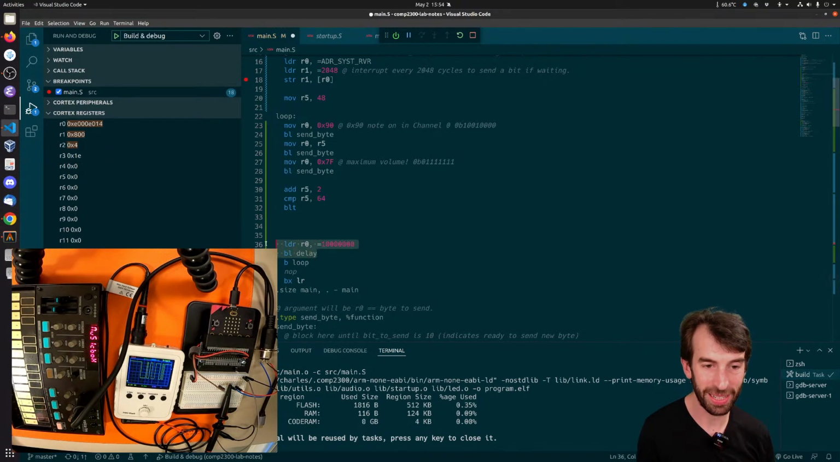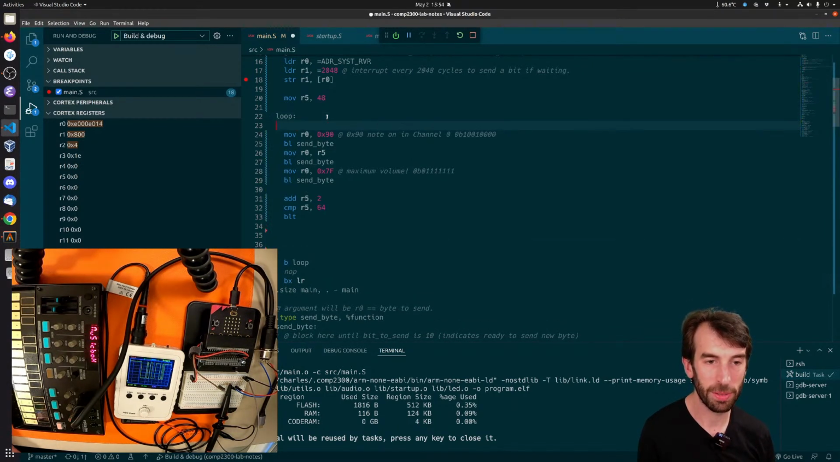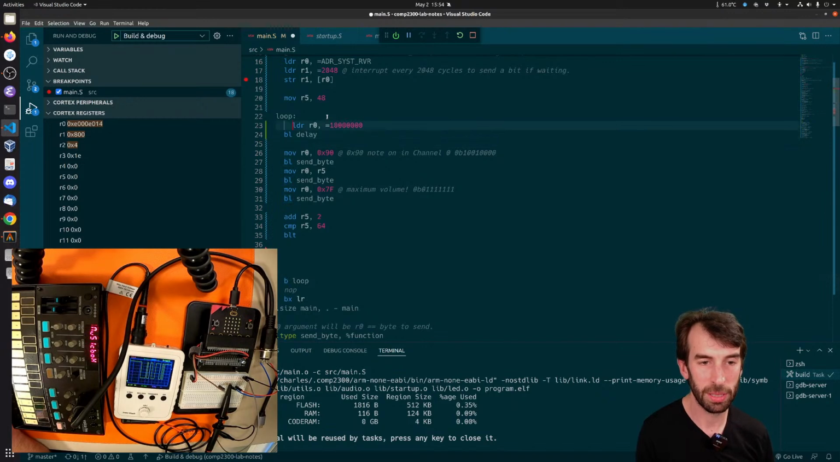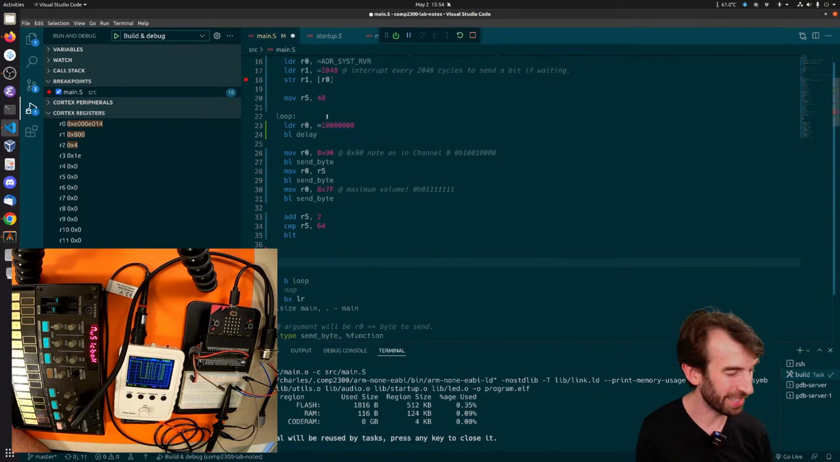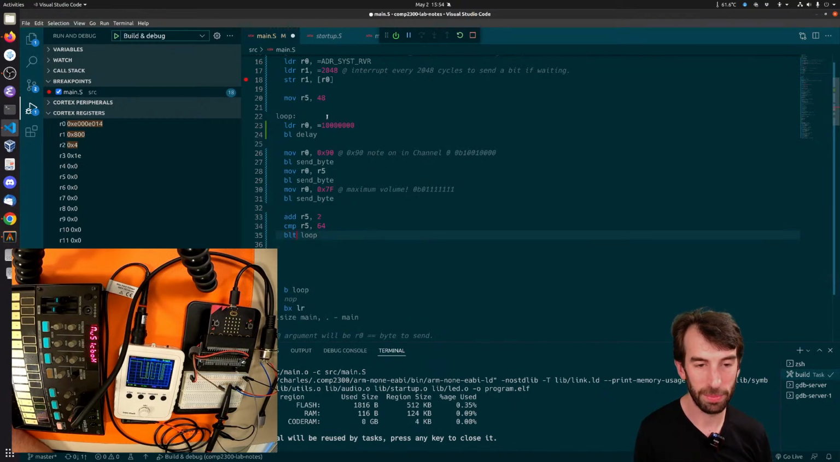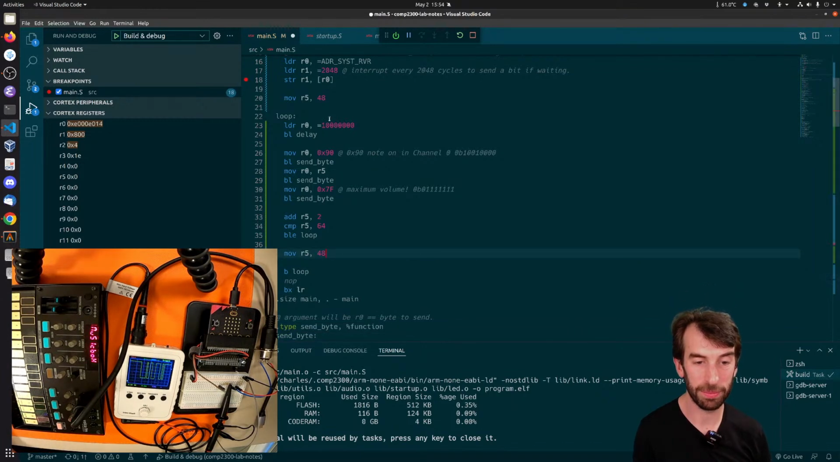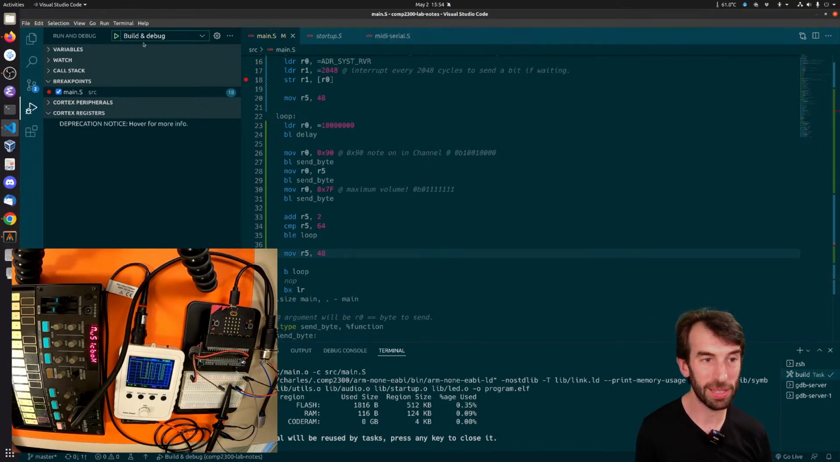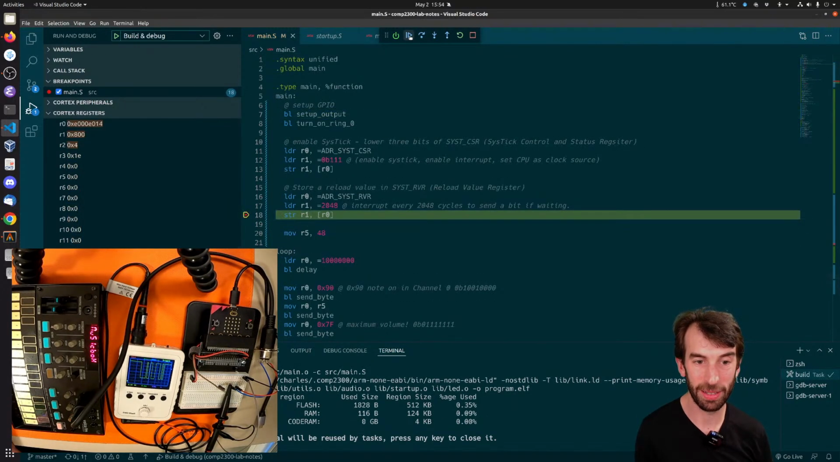Put the delay at the start. It's a loop, so it doesn't really matter where I put the delay in. It'll get delayed somewhere. BLE loop, less than or equal to loop. And else we are going to just move a 48 back into R5. So we'll be doing some MIDI sequencing with a very simple kind of baseline pattern.